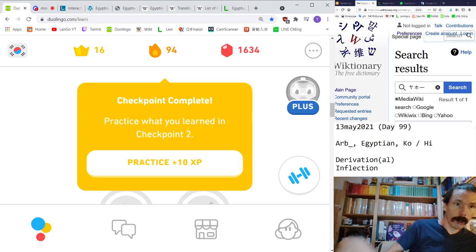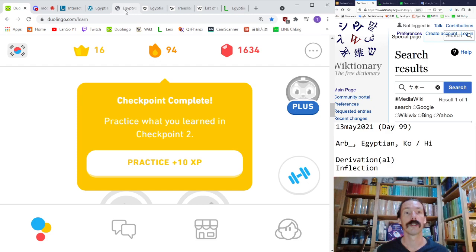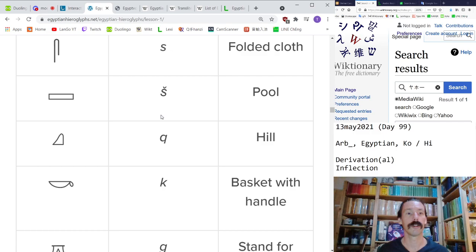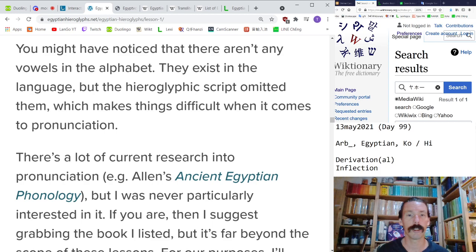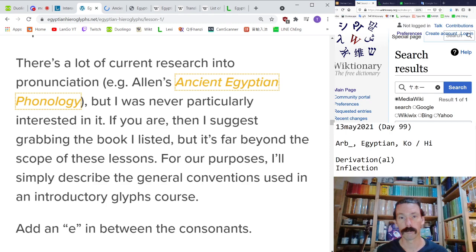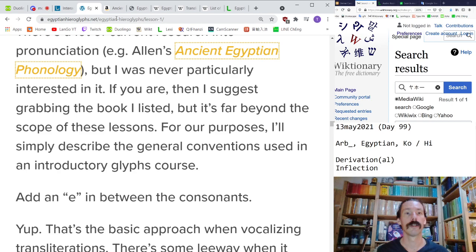On the Egyptian, I think doing one lesson of EgyptianHieroglyphs.net is a good idea, equivalent to one Duolingo level. Let's read a bit more. You might have noticed that there aren't any vowels in the alphabet. The only concern I have is at the bottom of the page on mine, some of the hieroglyph exercises don't load right, because I think they used images. I don't know if it loaded on yours. We shall find out when we get there.